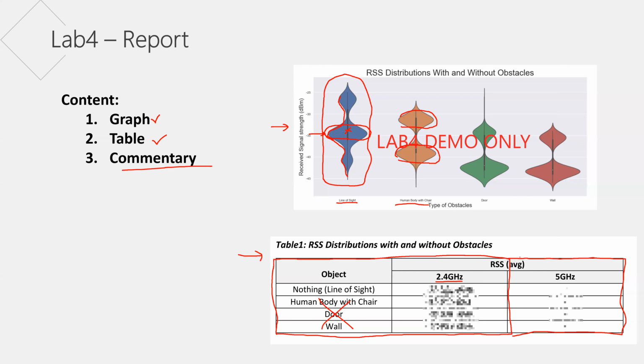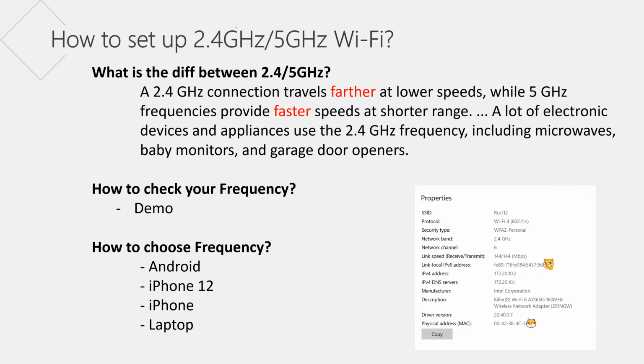So let's have a look at how to create the 2.4 gigahertz and 5 gigahertz hotspots. At first we should know what the difference between them is. I think we have already learned the difference between them, right? In the lecture. So I'm not going to tell you again. Basically just the distance and the speed.